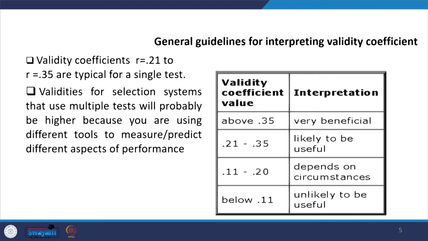Validity for selection systems that use multiple tests will probably be higher, because you are using different tools to measure or predict different aspects of performance. To generalize the results beyond the confines of the experiment, they must accurately reflect the situation in the real world. That is, there should be both internal as well as external validity. So we need to understand these two concepts first: what do we mean by internal validity and by external validity.